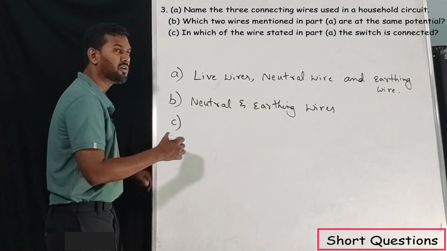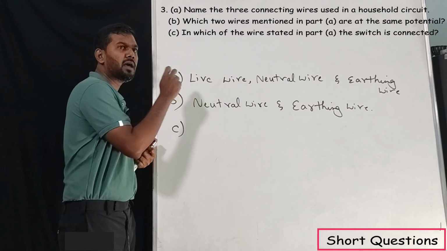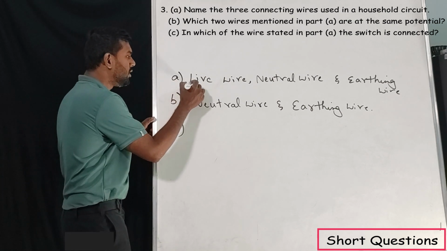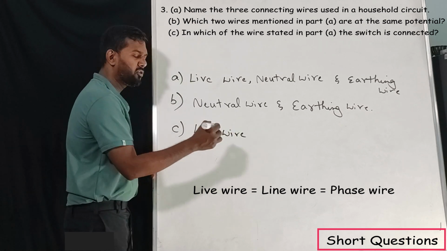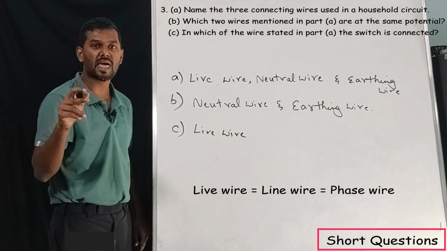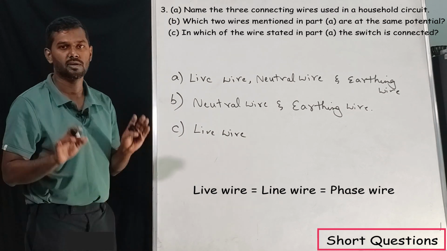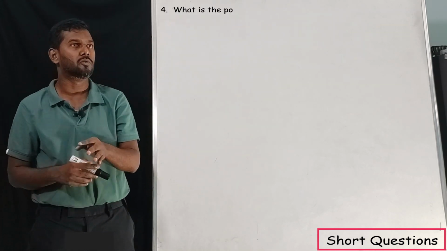Now we'll go for one more sub question. In which of the wires stated in part A is the switch connected? Always the switch is connected to the live wire. Live wire, you can also write it as line, L-I-N-E wire. So both are same. Most of the time we use live wire. That's it.